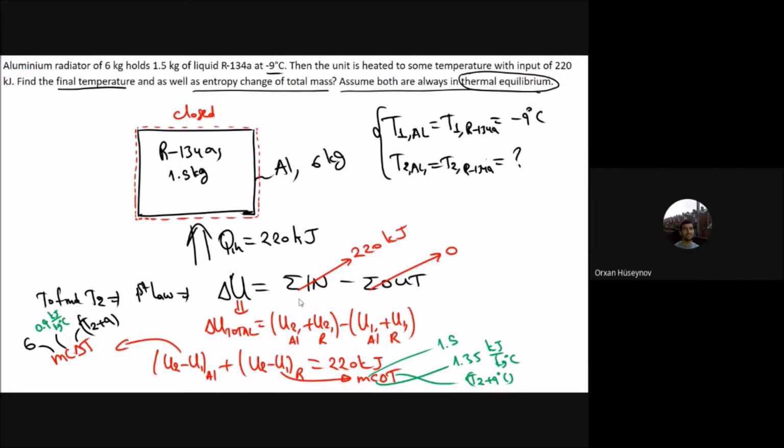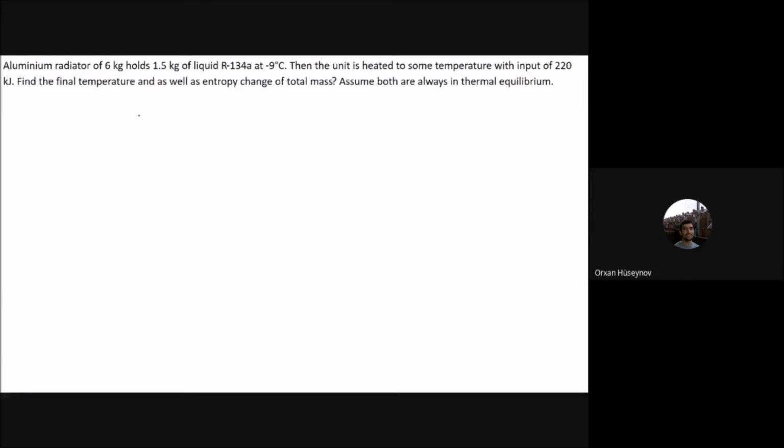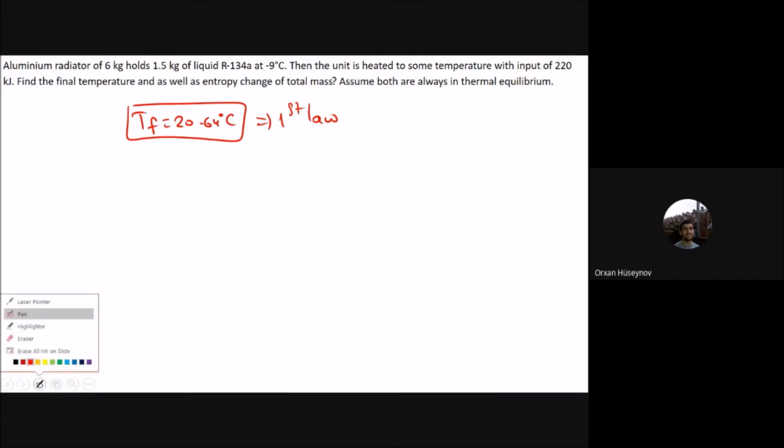So I'm continuing to the second part, which says to find the entropy change of the total mass. Now I will do the same steps as the first law. Let me show everything one more time here. With the first law, I will write the second law for the system. The final temperature was 20.64 degrees Celsius. This was from the first law. I've done it. Now I'm doing the same process for the application of the second law.